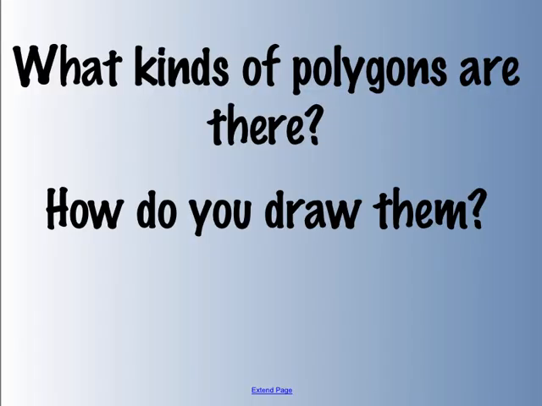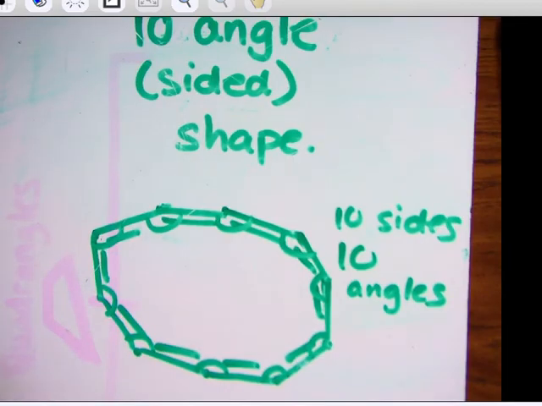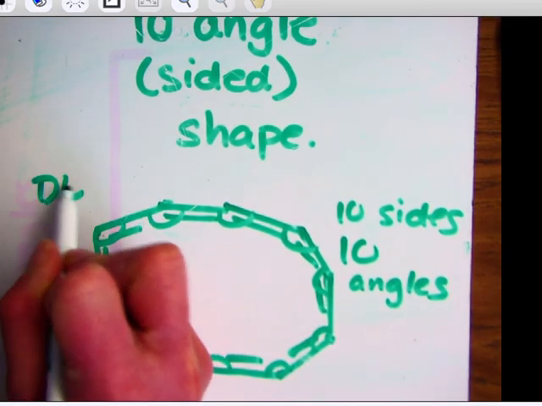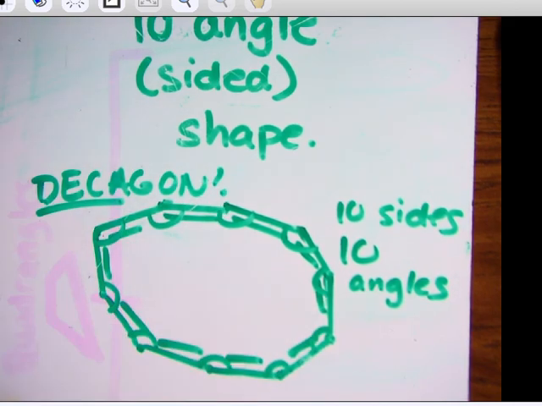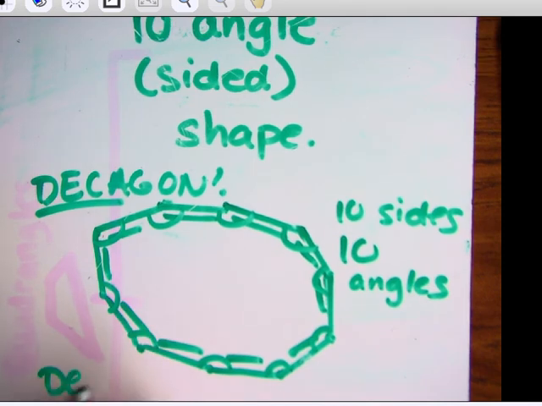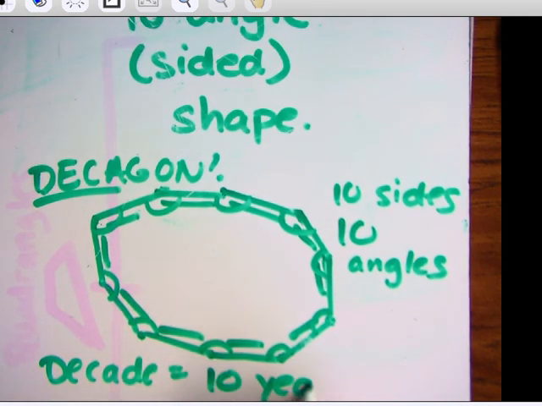You will see that a 10-sided or 10-angled shape is, here's 10, deca, and then gon. So our 10-sided shape would be called a decagon. I think of 10 like deca, like decade, because decade is 10 years. That could help you remember it.